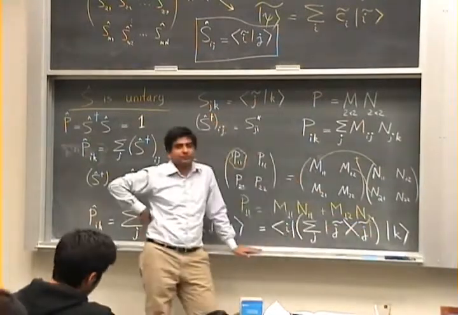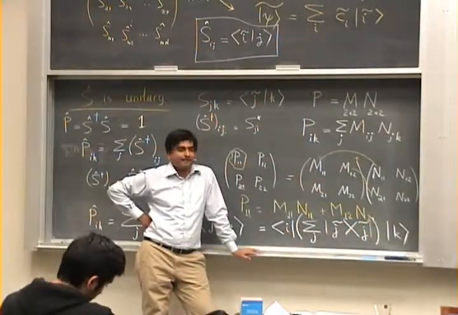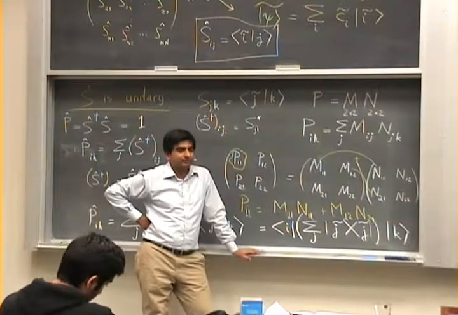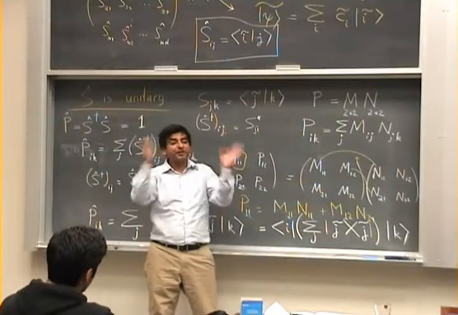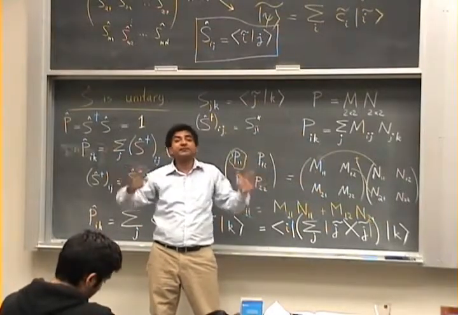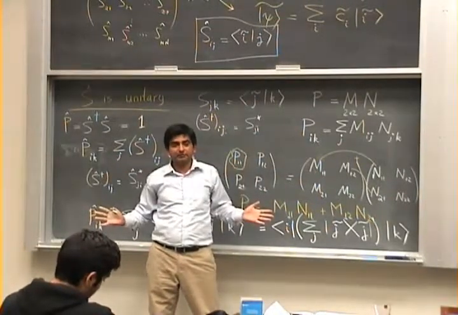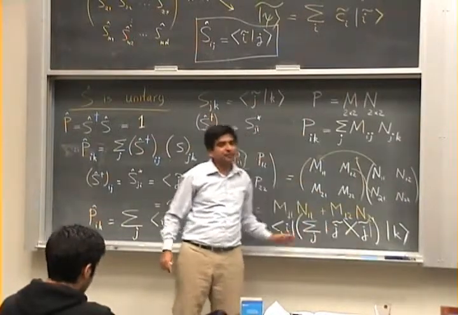What is this sum going to be equal to? Now all the J tildes form a basis. So could you tell me what the sum is going to be equal to?